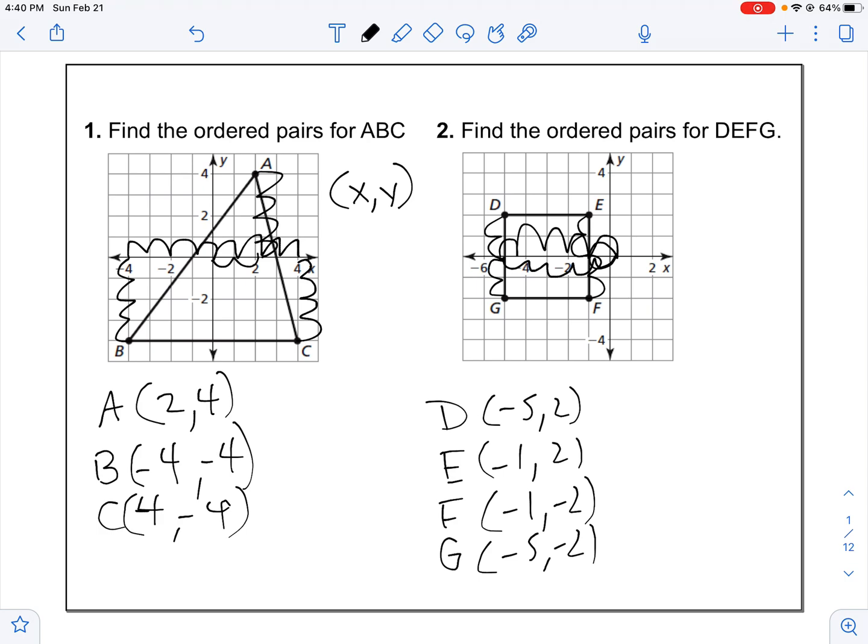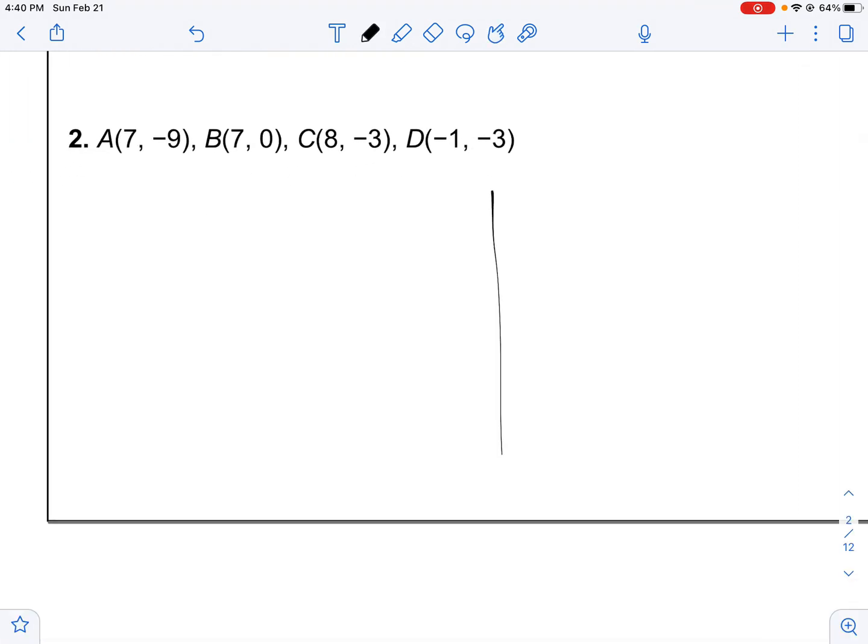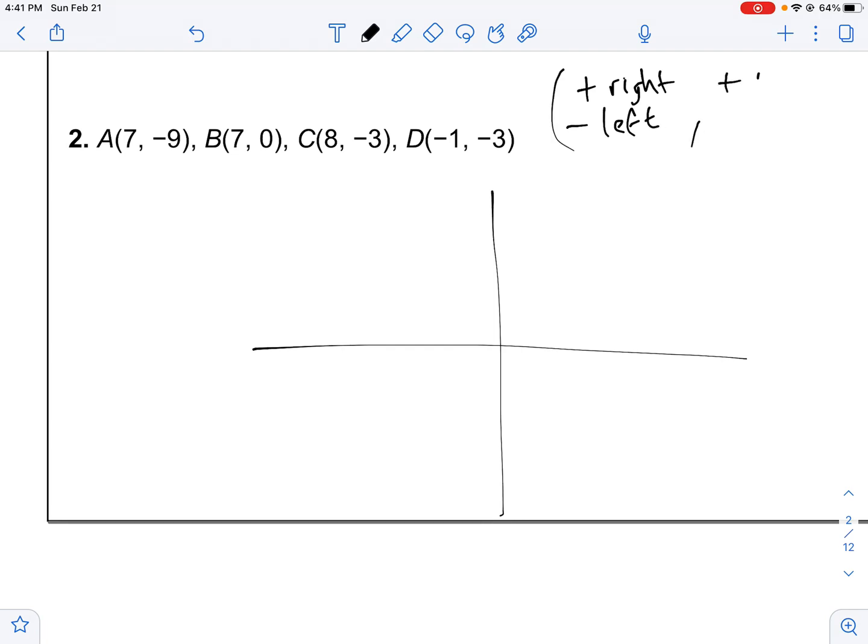The other thing you're going to have to remember how to do is to plot these. So let's just look at this. And a reminder when plotting, if your first number is positive, that's a right. Negative is left. Second number positive is an up and a down if it's negative.